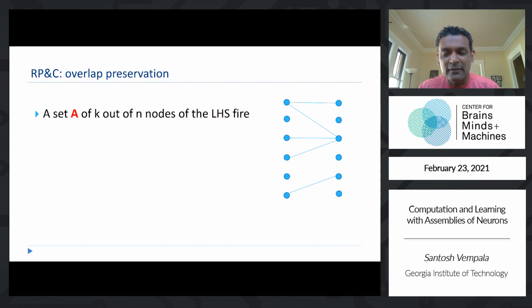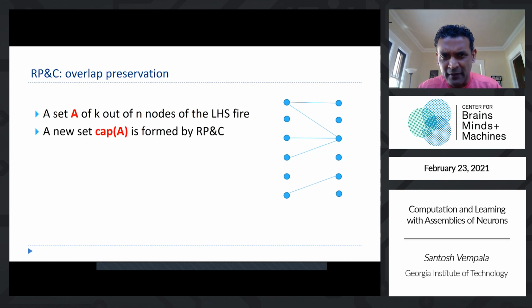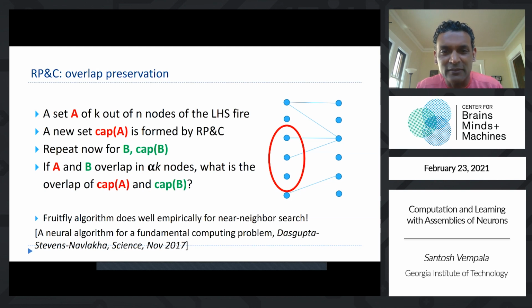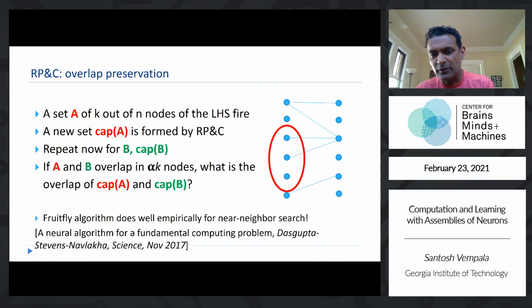So the main feature here is the following. Suppose we have, let's just think of this as both sides being n. Doesn't really matter. And a subset A of, let's say, k neurons fire on the left-hand side. Those are k neurons. And as a result, the top k on the right-hand side, so lots of neurons get input, but at the top k, by random projection and cap, are ignited.